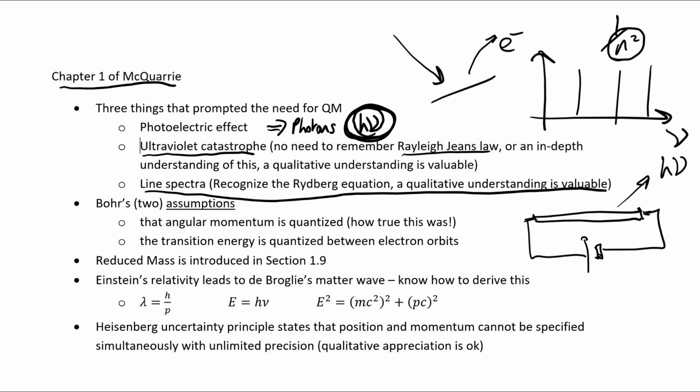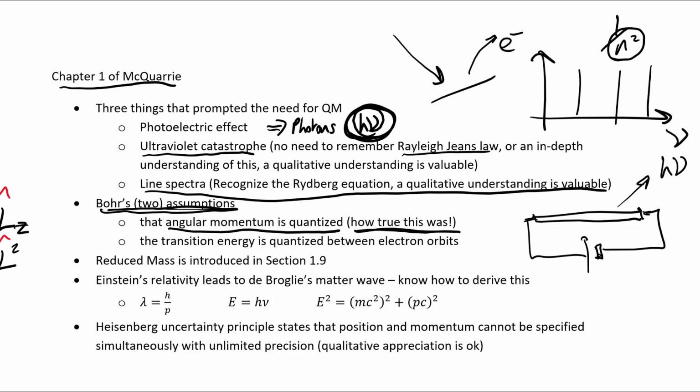So review those. We also had Niels Bohr, who had two assumptions in here, and one of those assumptions was that angular momentum is quantized. I say in here now how true this was. We know that is very true now. So we think about L sub z and L squared as being quantized, and we now have operators for those two, right? So we have these operators that we've been talking about in later chapters of the textbook. So angular momentum is quantized. This was an assumption by Niels Bohr.